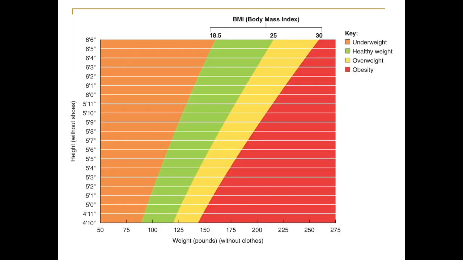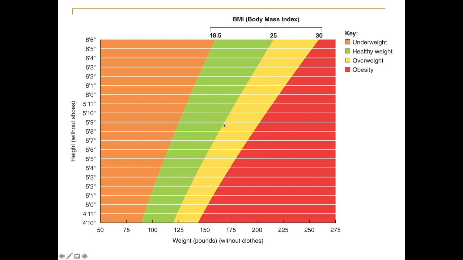Here is a table of body mass indexes. So you don't even have to calculate it. You can just find yourself on this table. So if you are 5'10" and 150 pounds, you can scroll over here to the place where 150 pounds is, and you are in the green with a BMI between 18.5 and 25.